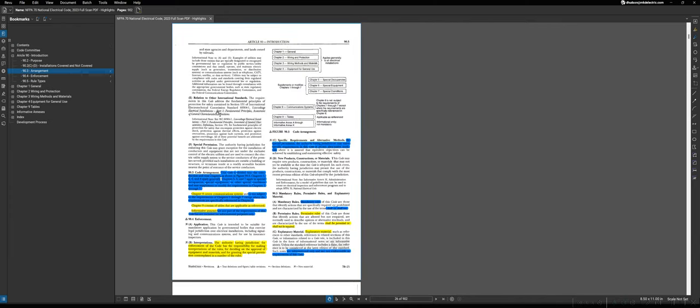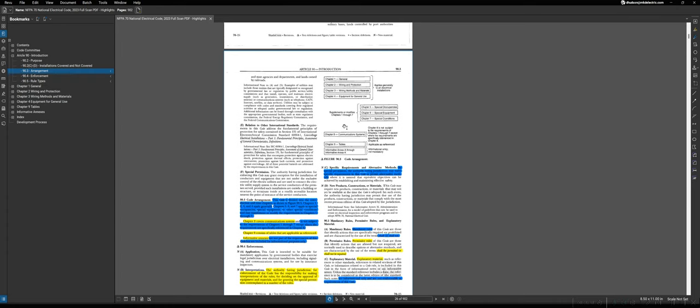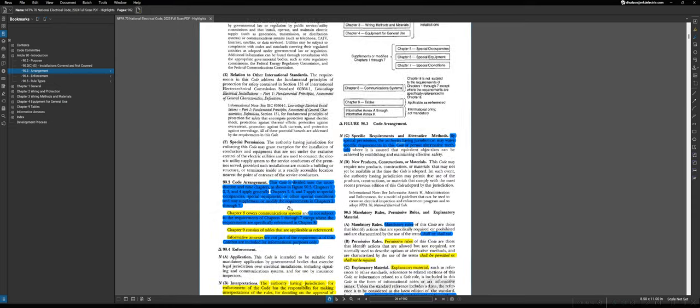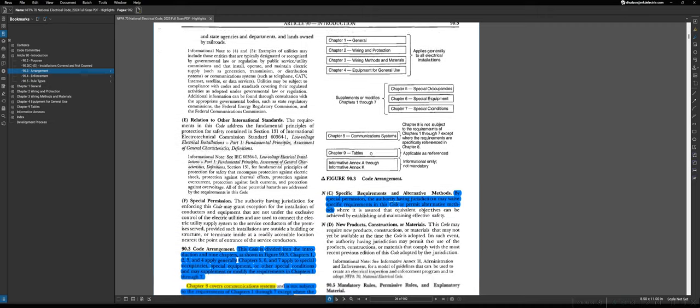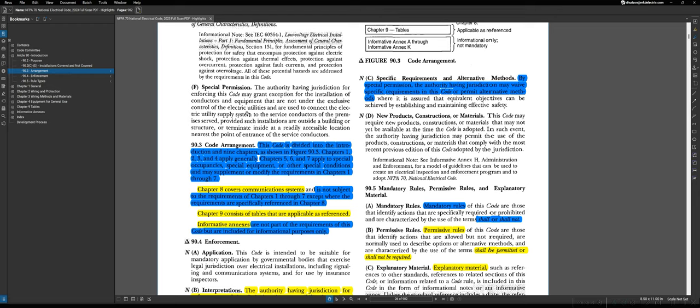However, if we flip later into the book, on page 25 there is a section and chart that breaks this down for us. Before we look at this chart in the corner, I want to address this section, 90.3, Code Arrangement. It tells us this code is divided into the introduction and 9 chapters as shown in Figure 90.3, which is the figure we were just looking at. Chapters 1, 2, 3, and 4 apply generally. Chapters 5, 6, and 7 apply to special occupancies, special equipment, and other special conditions, and may supplement or modify the requirements in Chapters 1 through 7.